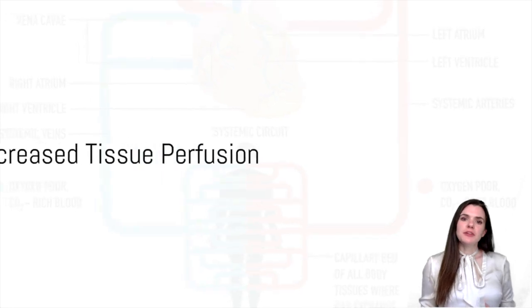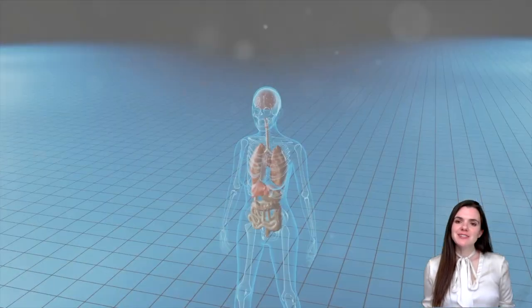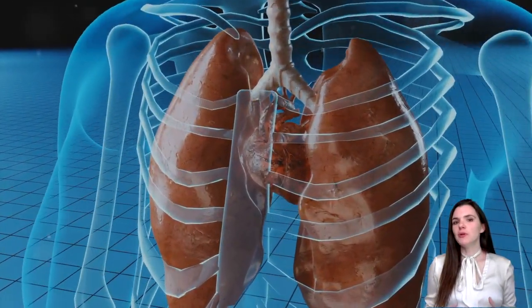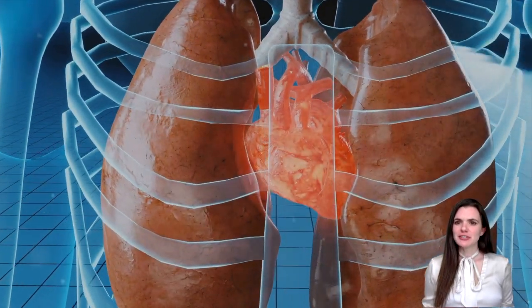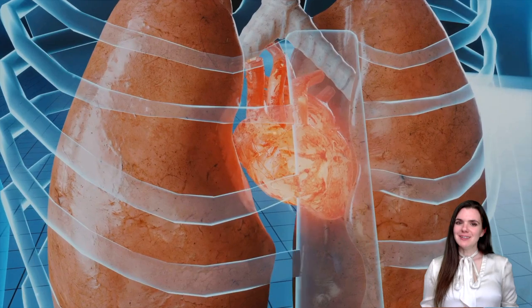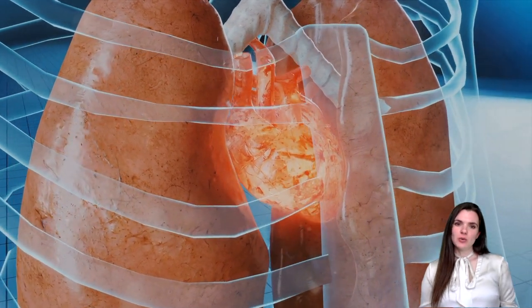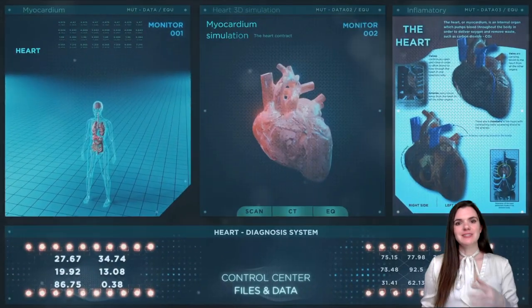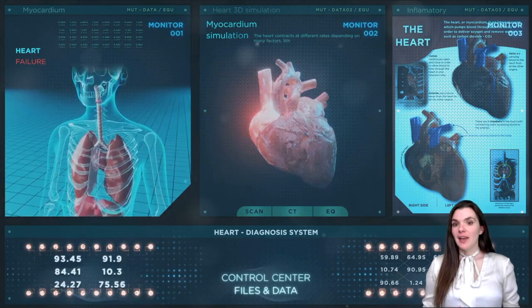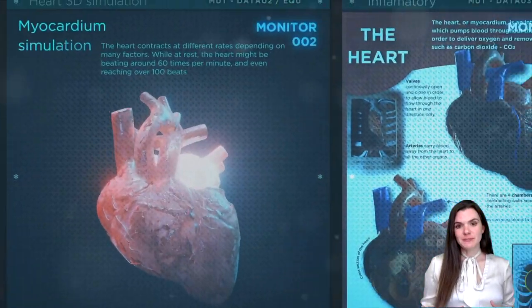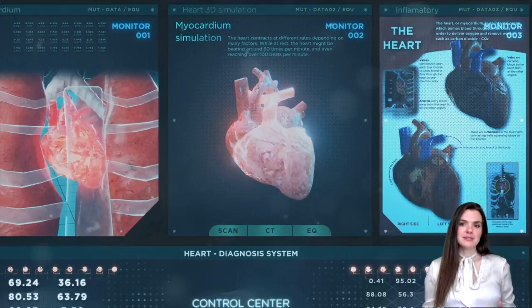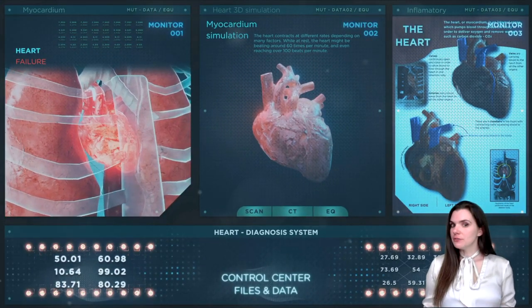As we examine this flowchart, we'll see how decreased tissue perfusion can lead to a multifaceted problem within the body. This is crucial to understand as it underpins many conditions we have already studied in this course. The chart starts with decreased tissue perfusion at the top left, which means that the blood flow to the tissues is reduced. This can be due to several reasons, such as shock or heart failure.